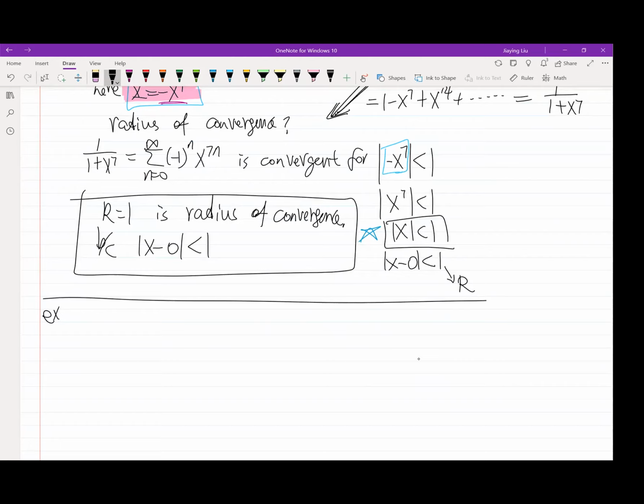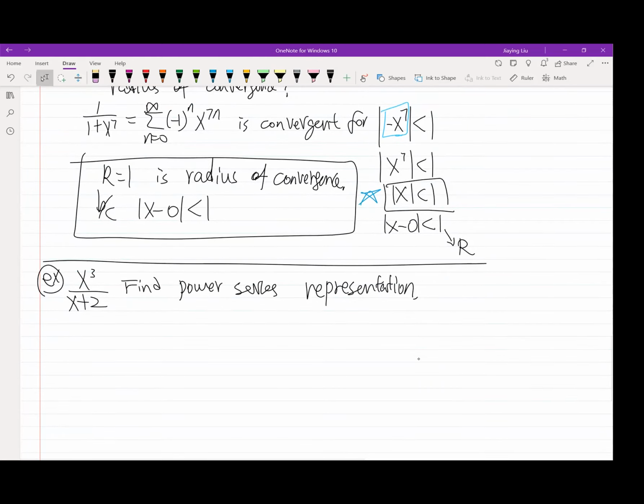Now the second example I have is x cubed over x plus 2, and we want to take this and find the power series representation. So again, I'm going to take this series and try to make it look like 1 over 1 minus capital X, and then we can apply the same power series we had above.